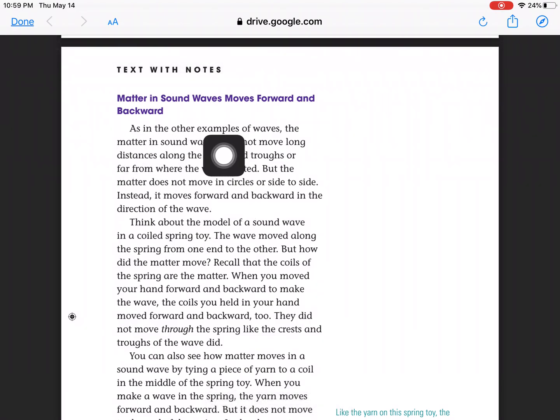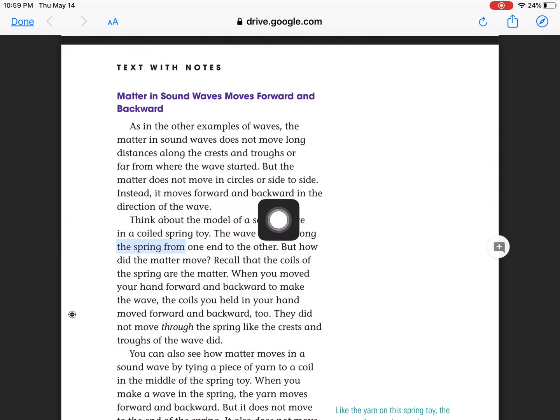As in the other examples of waves, the matter in sound waves does not move long distances along the crests and troughs or far from where the waves started. Kind of like if you made a sound, it doesn't travel as far. You can be on one end of a field and make a sound, but it will not travel to the other end of the field without help. But the matter does not move in circles or side to side. Instead, it moves forward and backward in the direction of the wave.